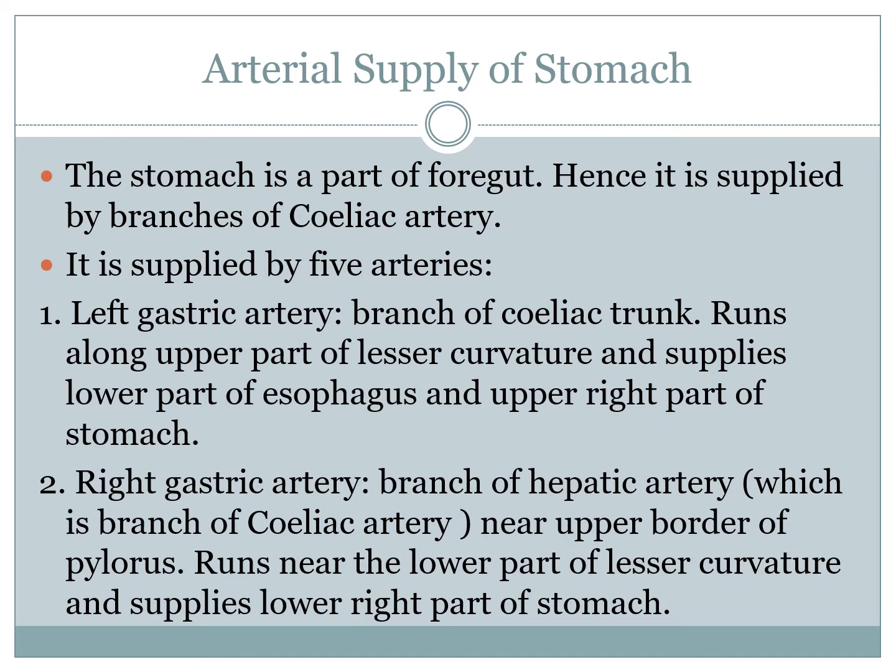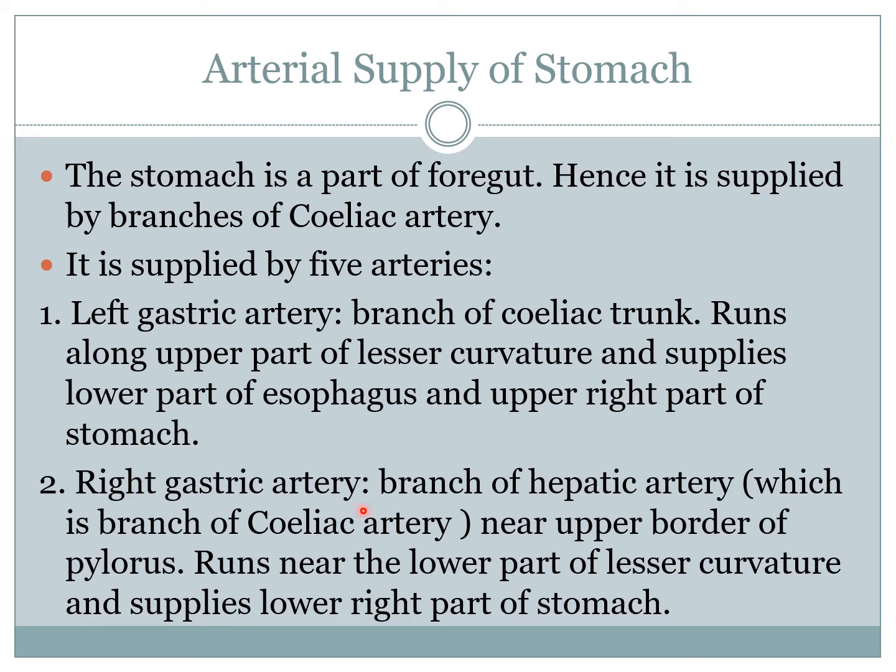Now the blood supply or arterial supply of the stomach. The stomach is a part of the foregut, hence it is supplied by branches of the celiac artery. It is supplied by 5 arteries. The left gastric artery, a branch of the celiac trunk, runs along the upper part of the lesser curvature and supplies the lower part of the esophagus and the upper right part of the stomach.